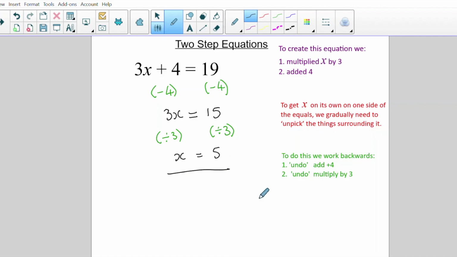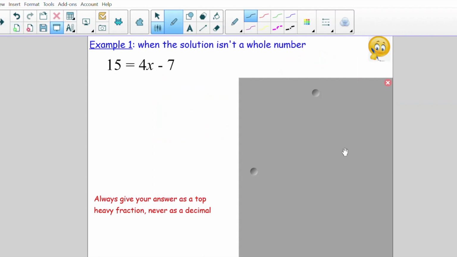Now I realise we could have done this in our heads, but it's very important that we have this layout and we use our balance method, doing the same to both sides, doing the opposite each time, because what we're going to look at now is how we solve equations when the solution isn't going to be a whole number, so we can't easily do it in our head.